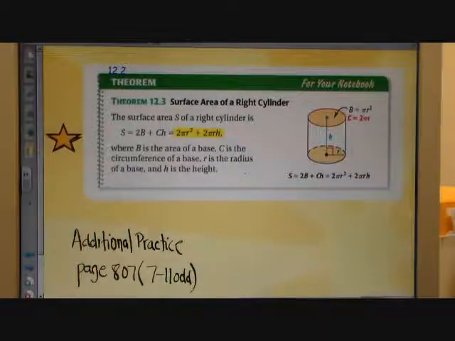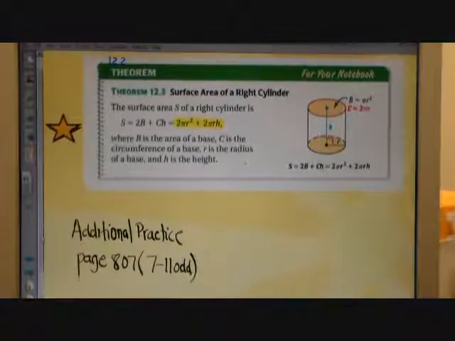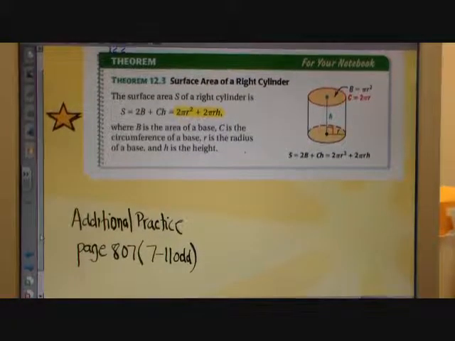If you need additional practice on finding the surface area of a right cylinder or a right prism, please make sure that you do problems 7 through 11 odd on page 807 and check your answers in the back of the book.